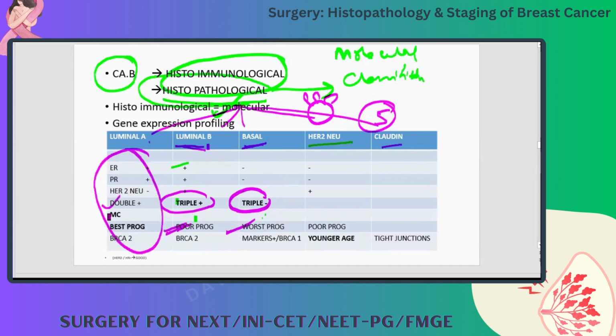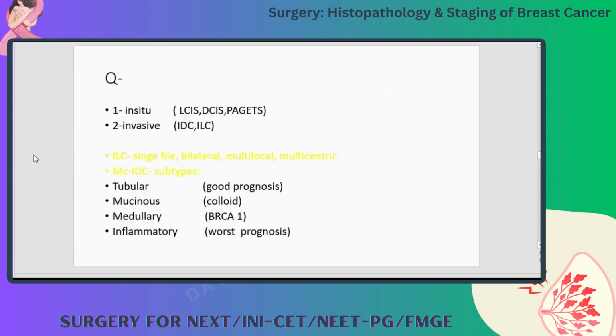Double positive, most common breast prognosis is luminal A. Don't confuse. So now we will move on to the next section. Early menopause may happen due to premature ovarian failure.